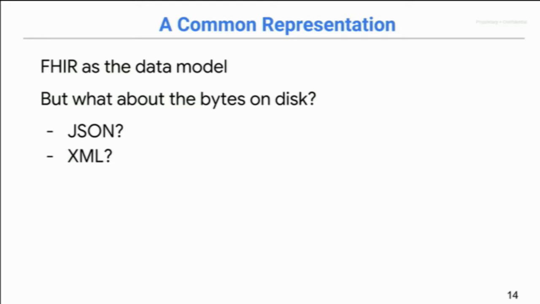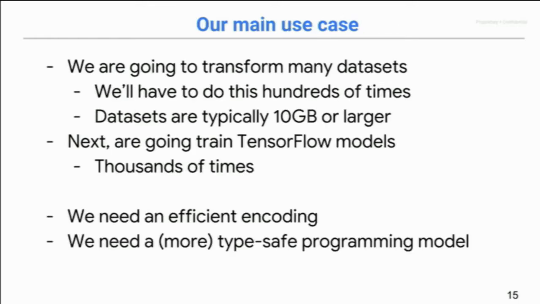So if you have a data model, that's great, but how are you going to deal with the bytes? FHIR defines a way of serializing to JSON, to XML. I feel like more people use the JSON representation these days than XML, but they are, in theory, both options that are well understood and documented, but maybe not as suitable for large data. So in our case, a lot of the work is going to be mapping the data from its raw format into FHIR. And that means that we're going to have to do this many, many, many times, because we're not going to get it right the first time or the second time or the third time.